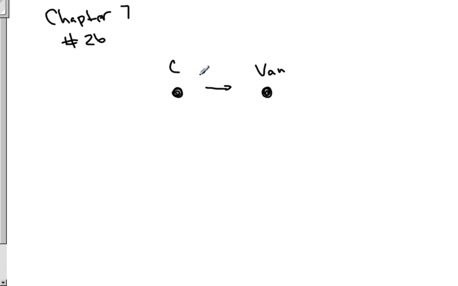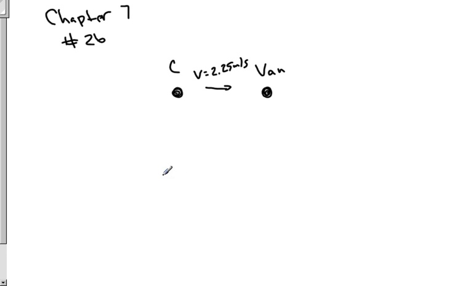This is Chapter 7, Homework, question number 26 from the Putnell and Johnston. In this problem, we have a car and a van that are colliding elastically. The van is stopped at a stoplight, and the car is moving toward it with an initial speed of 2.25 meters per second.